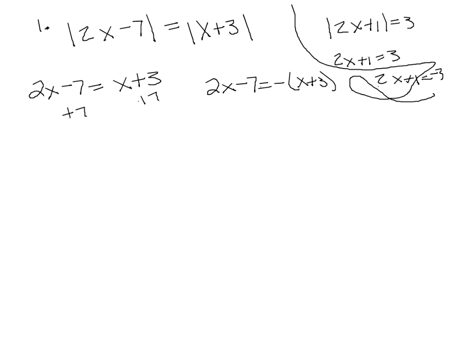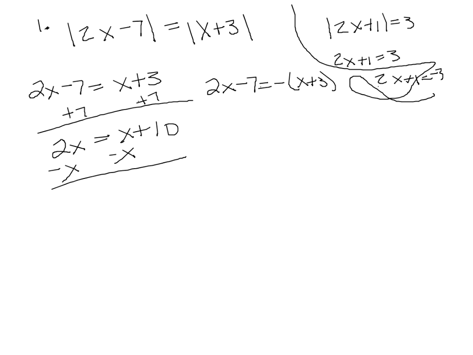Okay, so now we add that 7 to both sides, and we get 2x equals x plus 10. Subtract x from both sides, and we get x equals 10. Over here, first, we distribute that negative. So we get minus x minus 3 on the right.